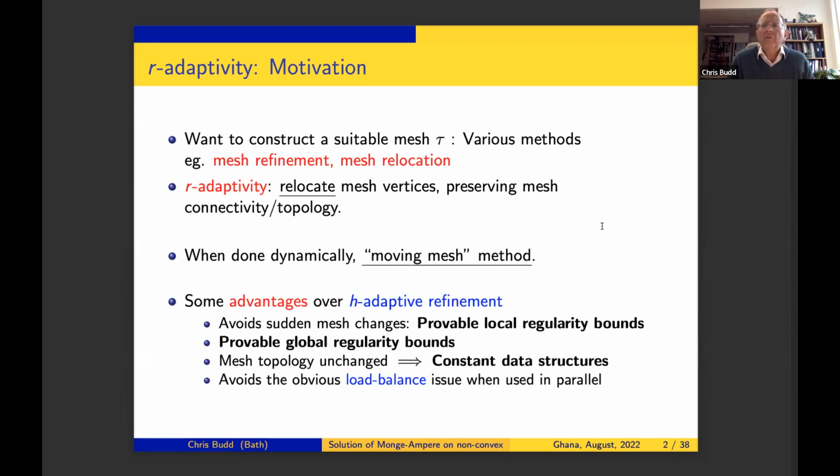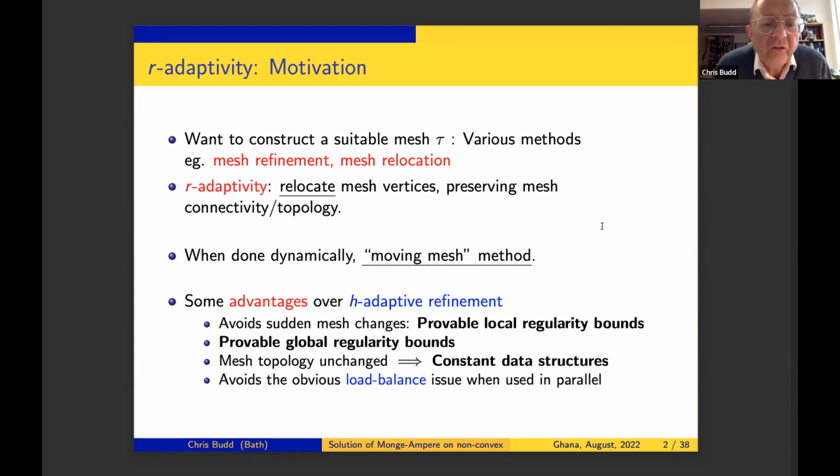And finally, if you're doing things in parallel, if you're keeping the same number of mesh points, then it's much easier to balance operations over the mesh. So there are many, many advantages that R adaptivity has over H adaptivity.